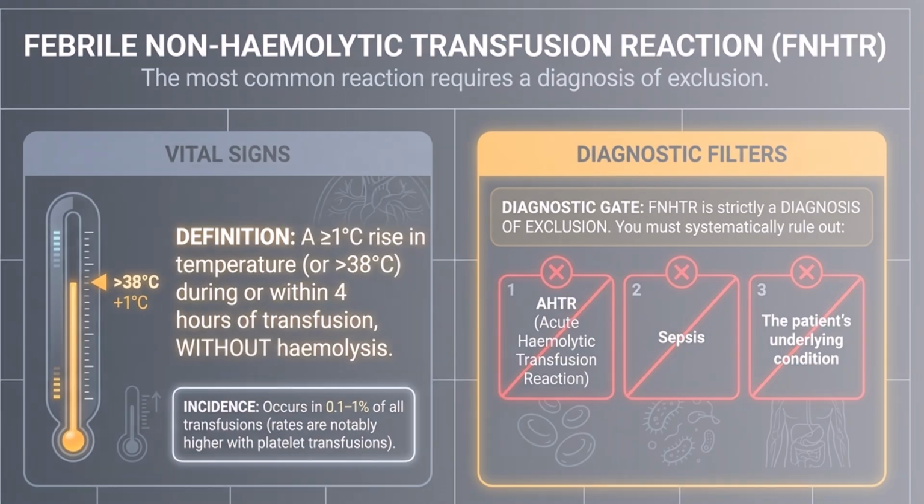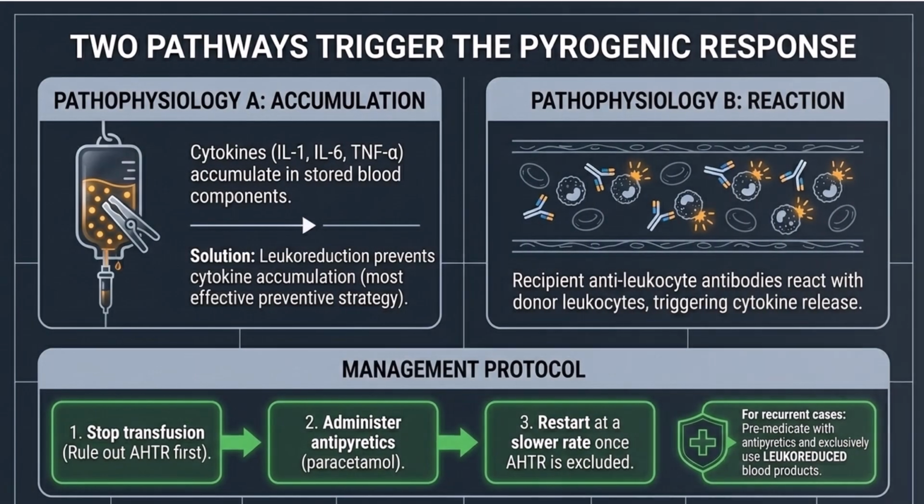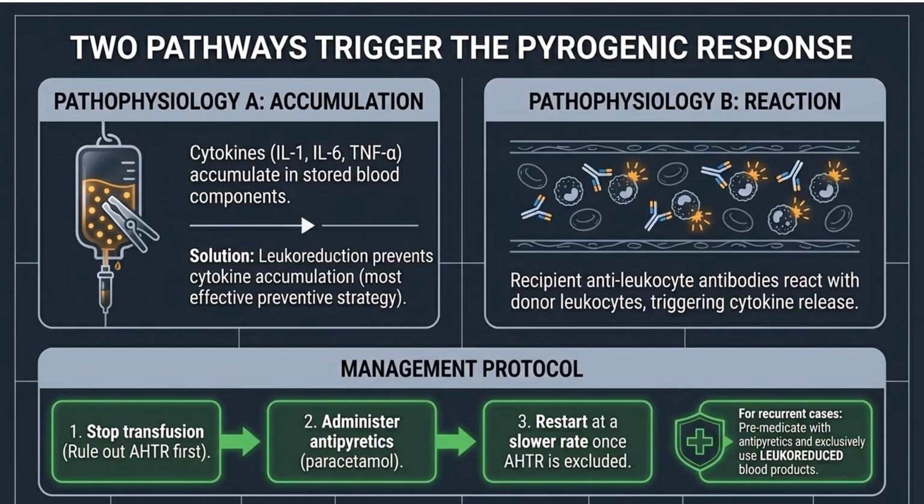Now the pathways, both ultimately resulting in cytokine-driven fever. Pathway A is accumulation. This is the storage lesion pathway. During storage of blood components, particularly platelets and red blood cells, donor white blood cells, that is leukocytes, break down and release cytokines like interleukin 1, interleukin 6 and TNF alpha. These accumulate in the bag over time. When transfused, these preformed cytokines directly trigger the hypothalamic fever response in the recipient.